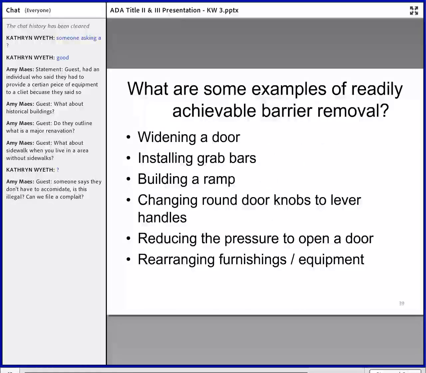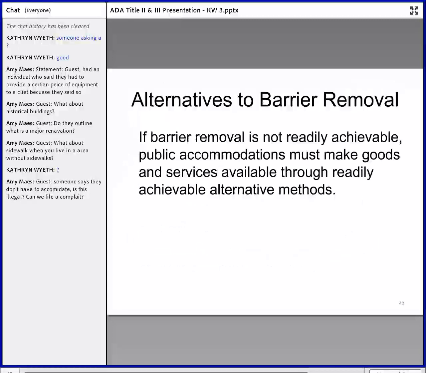All right. Next slide. What are some examples of readily achievable barrier removal? Widening a door, installing a grab bar, building a ramp, changing doorknobs to lever knobs. People have the old ones where you've got to twist and turn. Well, someone who has dexterity issues or limited ability and strength in their hands, you want those lever bars. If you look behind me, have the lever bar where they can just hit it with a closed fist as opposed to tight twisting and turning. Reduce the pressure on the door. Many times the doors are too heavy. They have closures that you can adjust to reduce that pressure so it's lighter to open. And then also rearranging furniture and equipment so that there's a better path of travel perhaps, that type of thing. Those are all readily achievable.